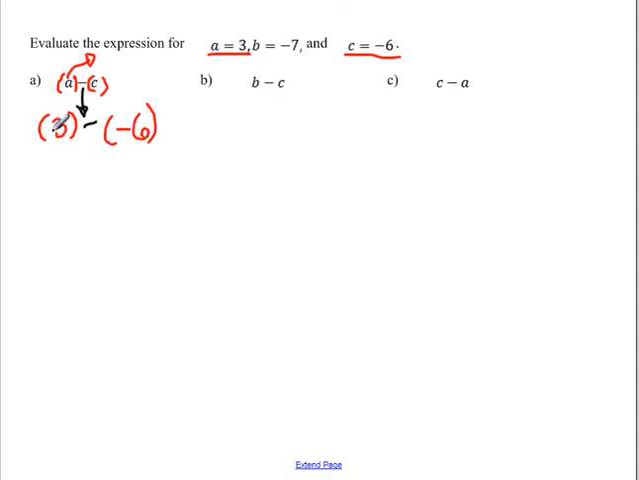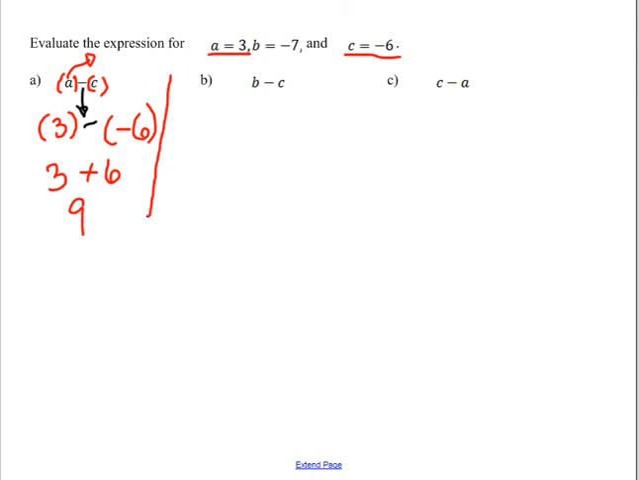And now we go ahead and simplify this expression. Well, we know that when we subtract a negative, that's the same thing as adding the opposite of the negative, so we would have 3 plus 6, and 3 plus 6 gives us 9. So that would be our first problem.